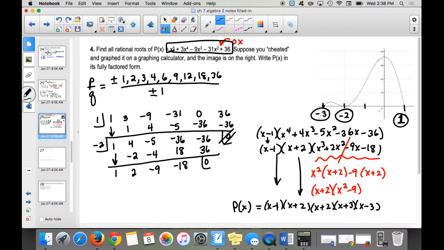So if I multiplied that all out, I would go back to that original polynomial. Isn't that crazy? No, no one else thinks it's cool. This is like the coolest theorem ever.